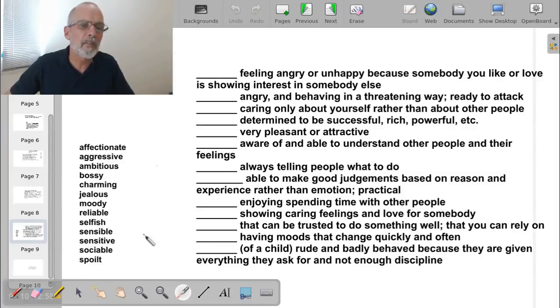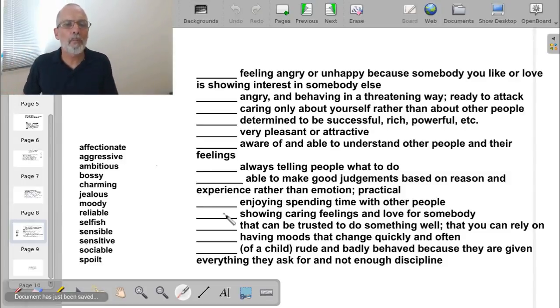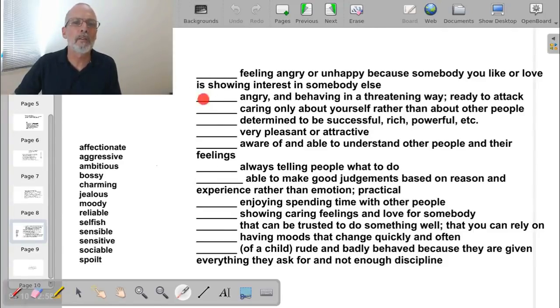So here we've got 12 adjectives to describe people's personalities. And here we've got 12 definitions. So I should have 12 definitions. 13 definitions. So I don't know what happened there. But anyway, 13, sorry, 13. Yeah, I can't count, not in English.